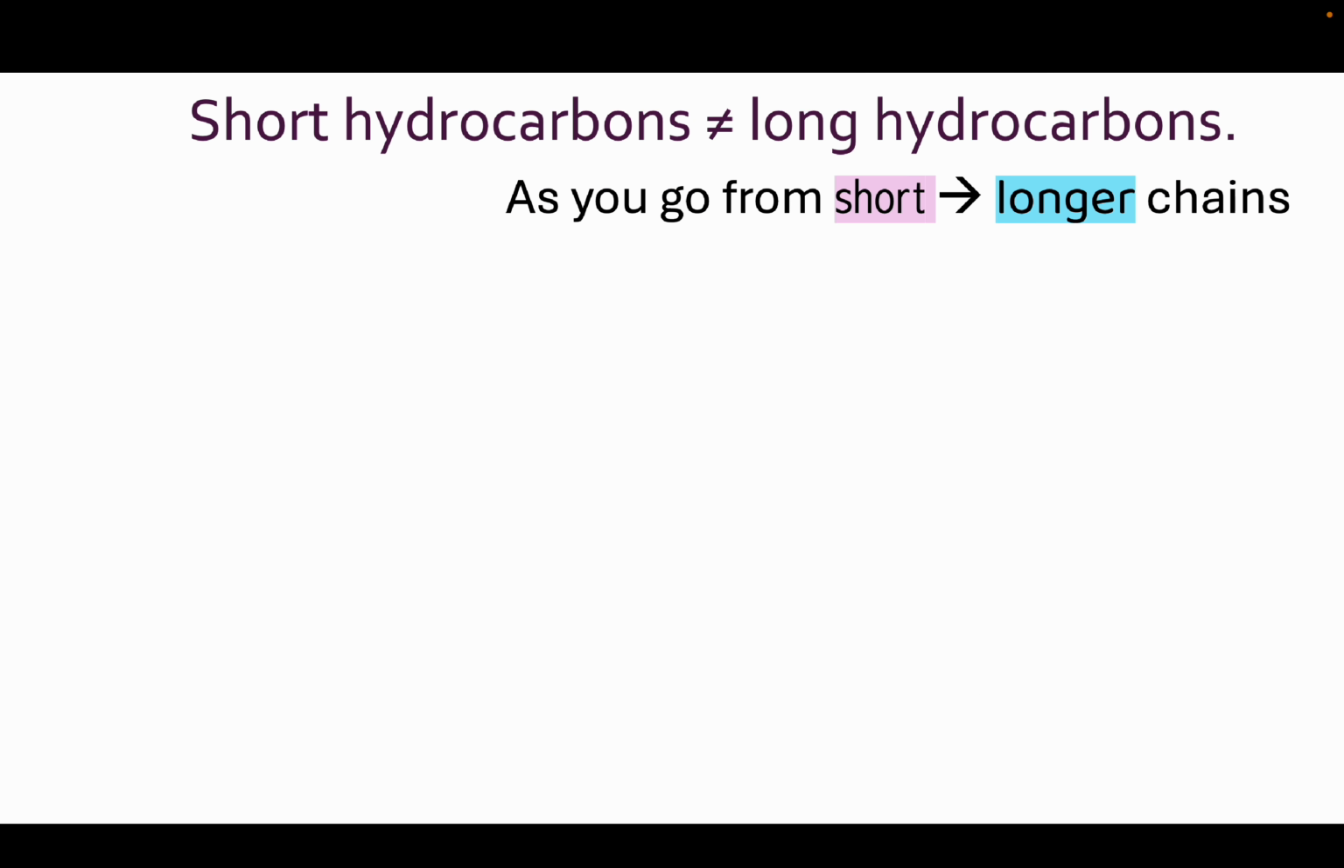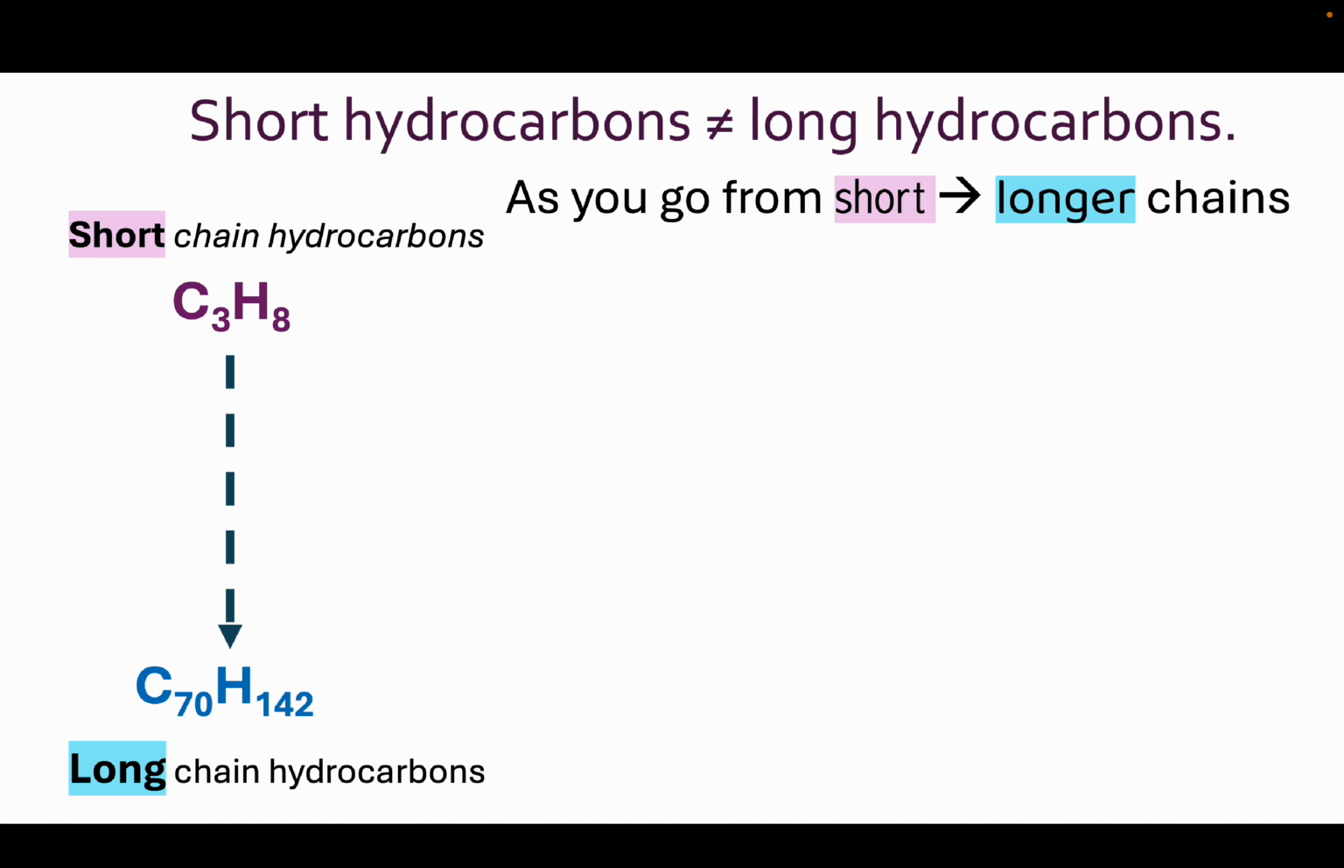Although all hydrocarbons are made up of hydrogen and carbon, they're not all the same. Short hydrocarbons are very different from long ones. An example of a short hydrocarbon is propane, which we saw earlier, C3H8, and an example of a longer chain is C70H142, the molecule that you see below. Side note, this is not the longest hydrocarbon, just an example of a longer hydrocarbon.